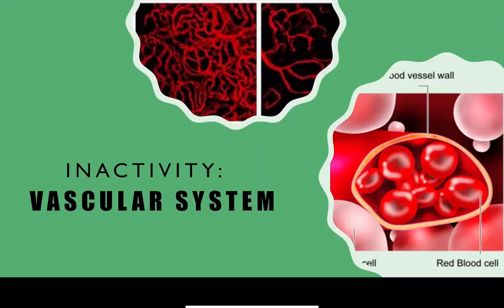With inactivity, we are worse at delivering oxygen. Inactivity is associated with decreased red cell mass. When you are inactive, there is less erythropoietin release, which means you make fewer red blood cells. We also see vascular rarefaction. That is what's seen up here at the top of the slide.